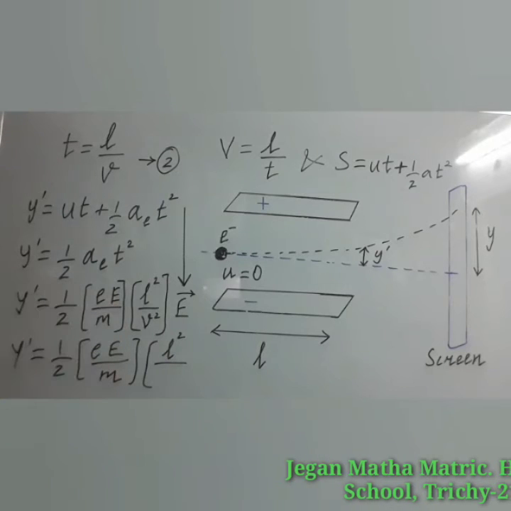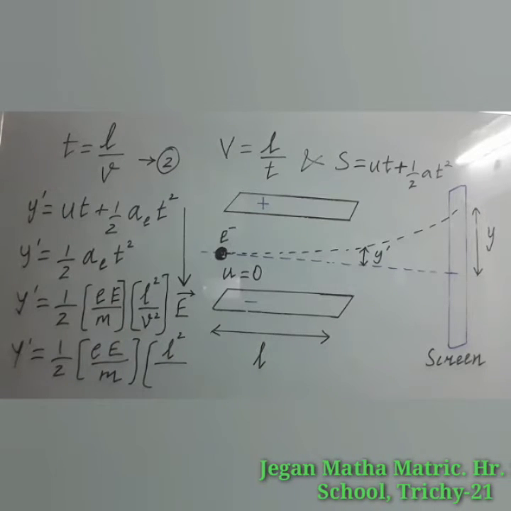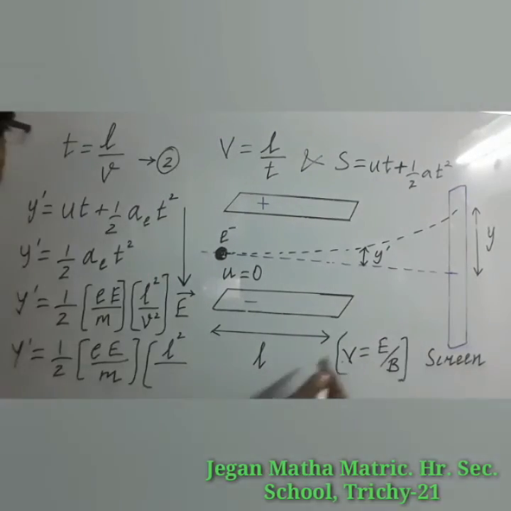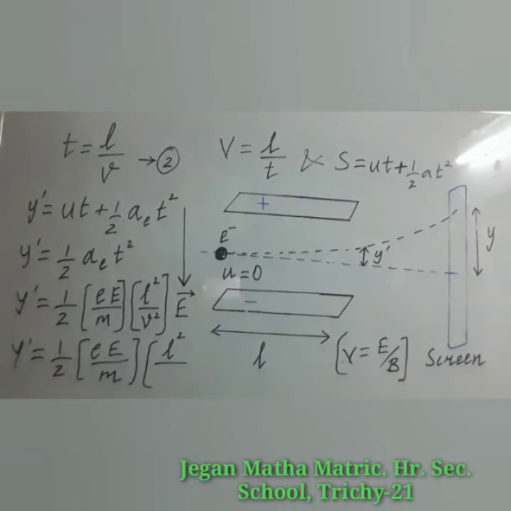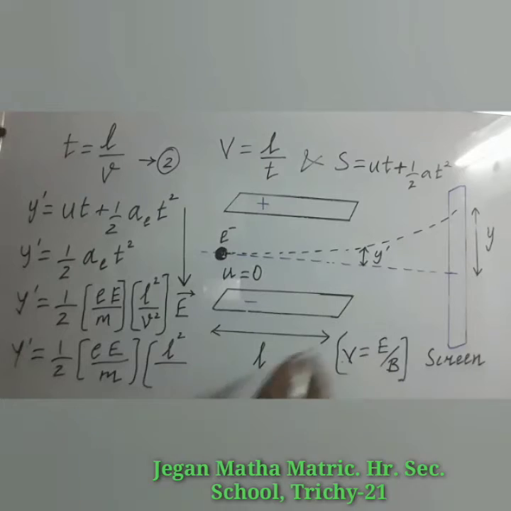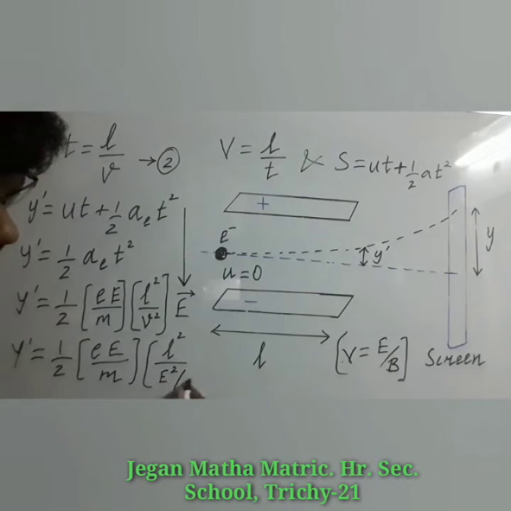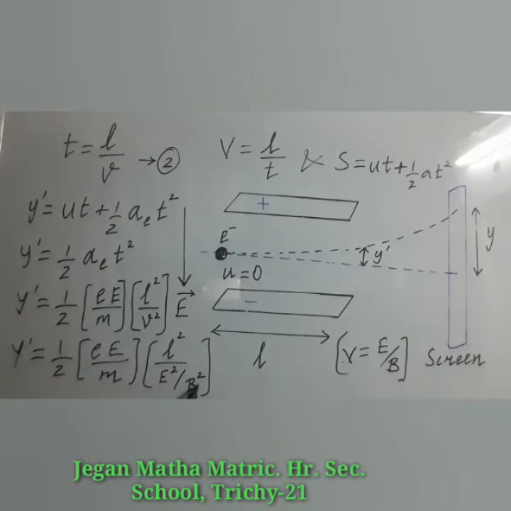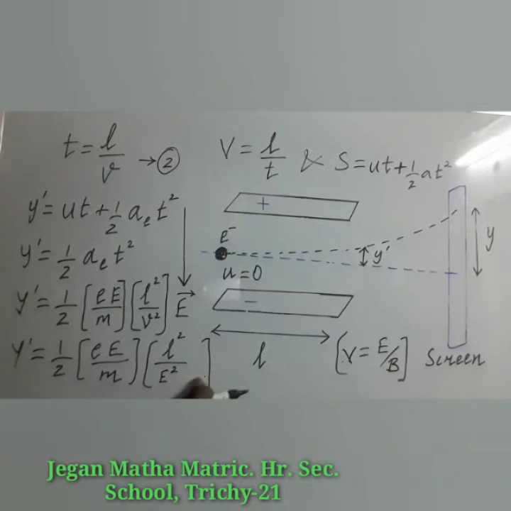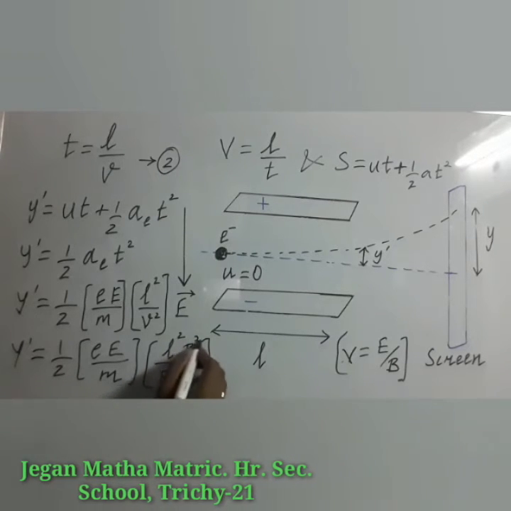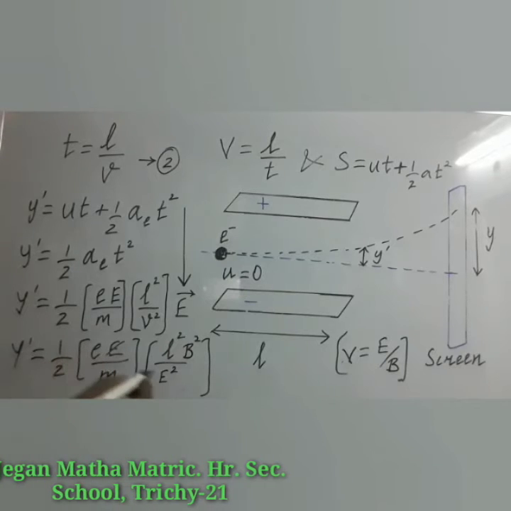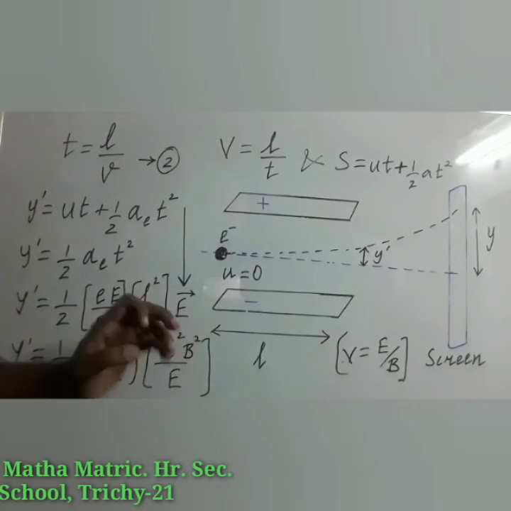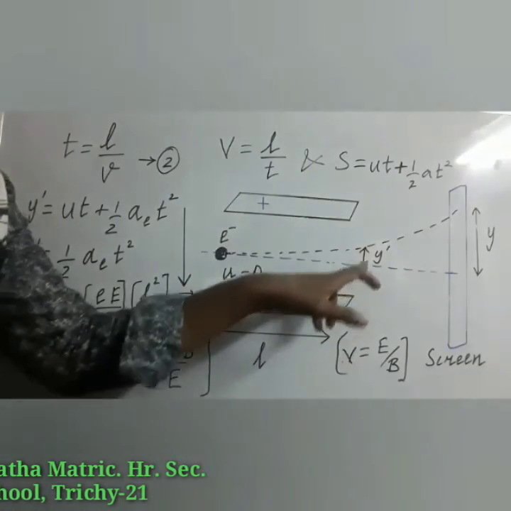J.J. Thomson has found the velocity of the electron, v, that is equal to E by B. To understand about this expression, refer to the previous video. So here instead of v square we can write E square by B square. So B square can be taken to the numerator, E square can be cancelled. So what is the remaining thing? This new expression gives you the deflection at the edge of the charged plates.